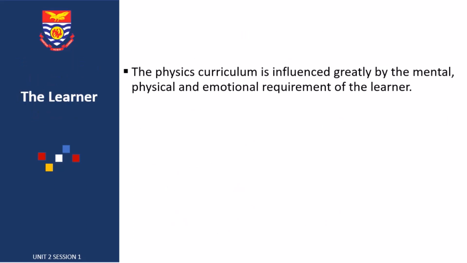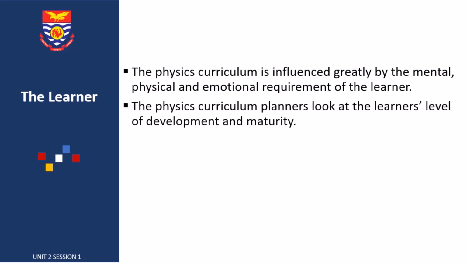Now, why must we consider the learner? So now let's look at the learner. Now, the physics curriculum is influenced greatly by the mental, the physical, and emotional requirements of the learner. So anytime we are designing the physics curriculum, we must consider the mental level, the cognitive level of the learner. We cannot just include any content at all in the physics curriculum to be given to learners to learn.